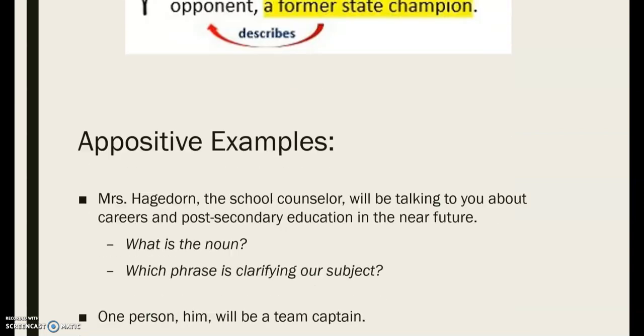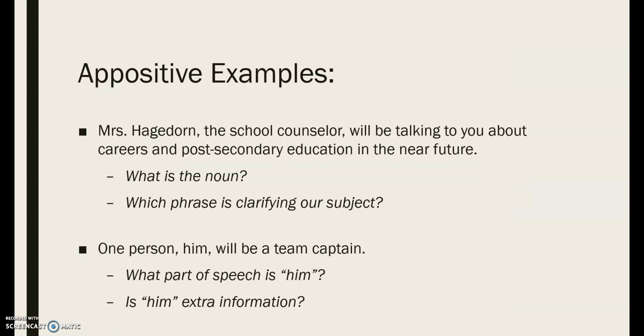Let's look at some more examples. In this first one, Mrs. Hagedorn, the school counselor, will be talking to you about careers and post-secondary education in the near future. What is the noun in this sentence? Did you guess Mrs. Hagedorn? Which phrase is clarifying our subject, Mrs. Hagedorn? Did you say the school counselor is the appositive? If so, you are correct.